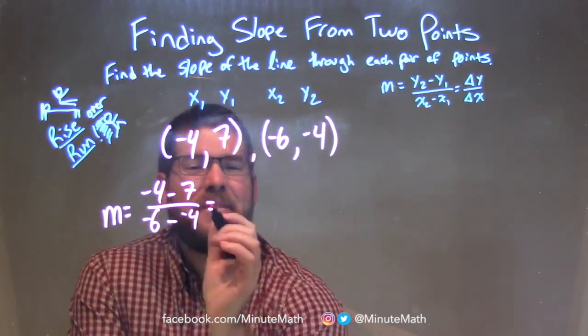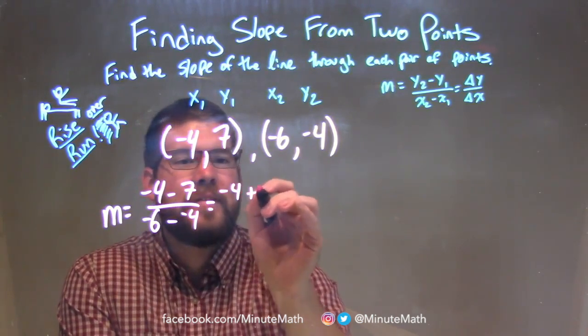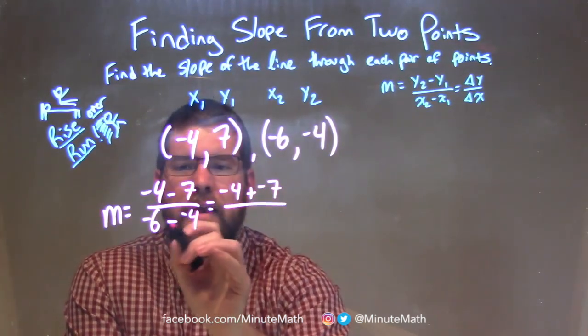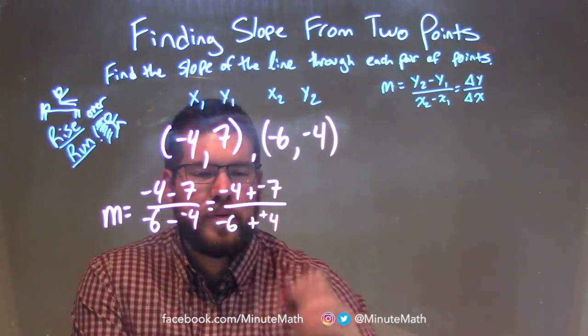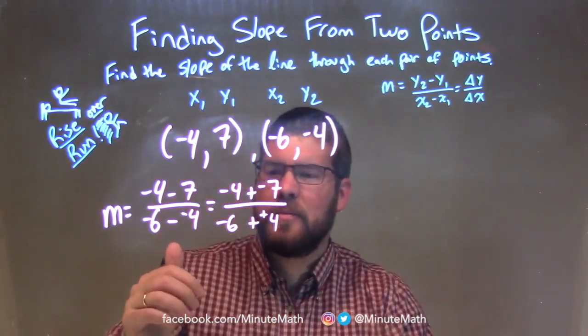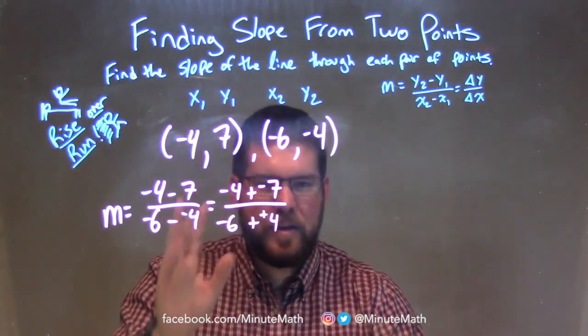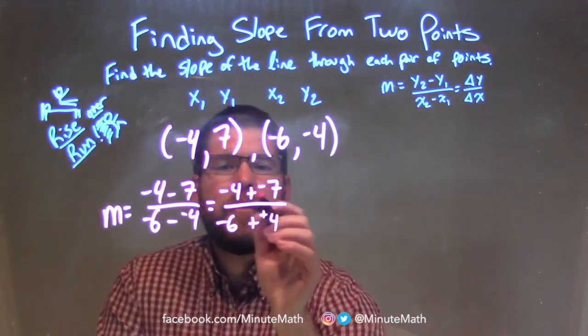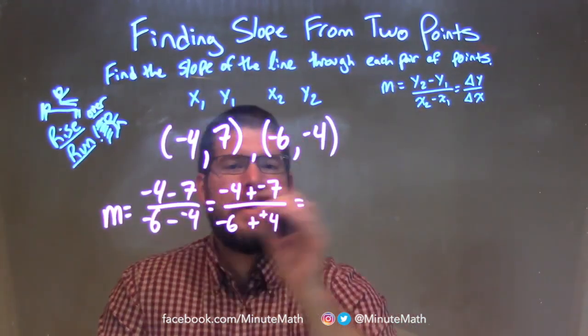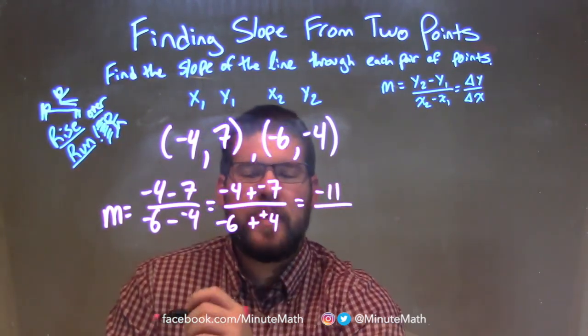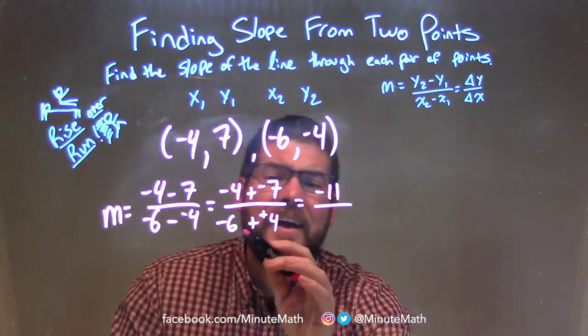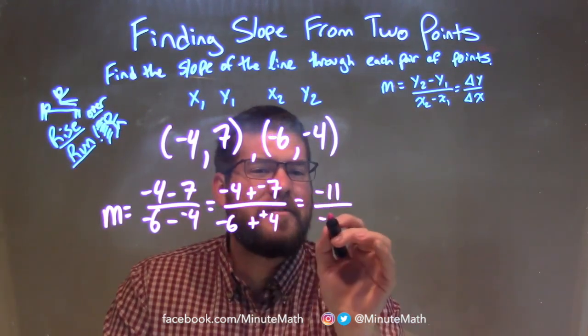Negative 4 minus 7, we can rewrite that as negative 4 plus a negative 7. And then negative 6 minus a negative 4 is the same thing as plus a positive 4. Okay? So I find it easier sometimes when I'm dealing with negatives to keep everything in terms of addition. So we have negative 4 plus a negative 7. Oh, that comes out to be a good old negative 11. And negative 6 plus a positive 4 is a negative 2.